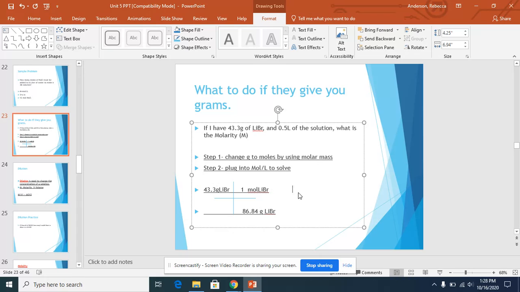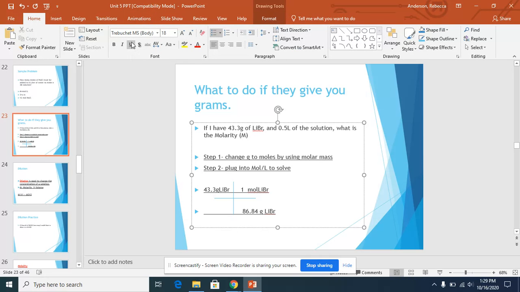43.3 times 1 is just 43.3 divided by 86.84. So that means we have 0.5 moles. So now that we know we have 0.5 moles, we can now solve the problem.